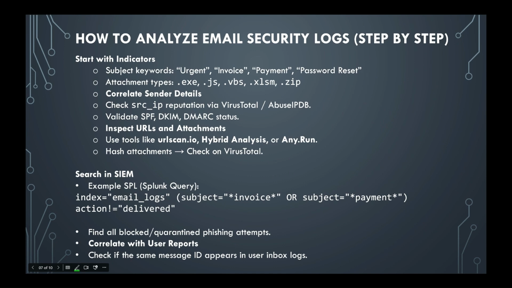All right. So how to analyze email logs step by step. So let's break it down. Step number one, start with indicators. So look for signs. Start with suspicious subjects like urgent payment, invoice, password reset, or any weird file types like .exe, .js, .wps, XML or zip, and check them on sites like AbuseIPDB or VirusTotal or any other email-related website where you can find threat intel.